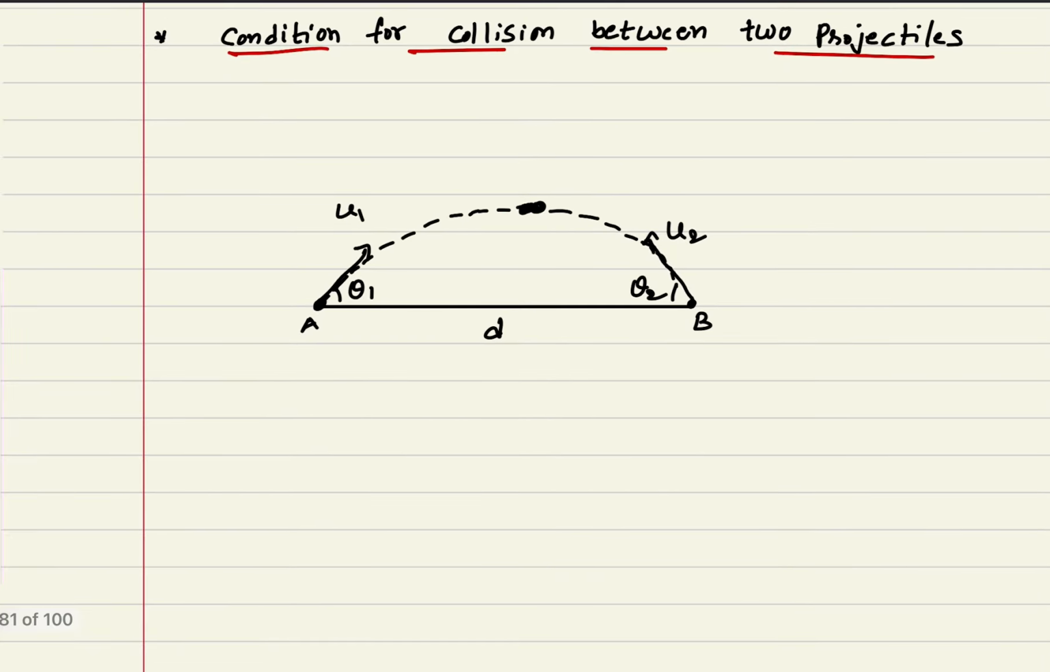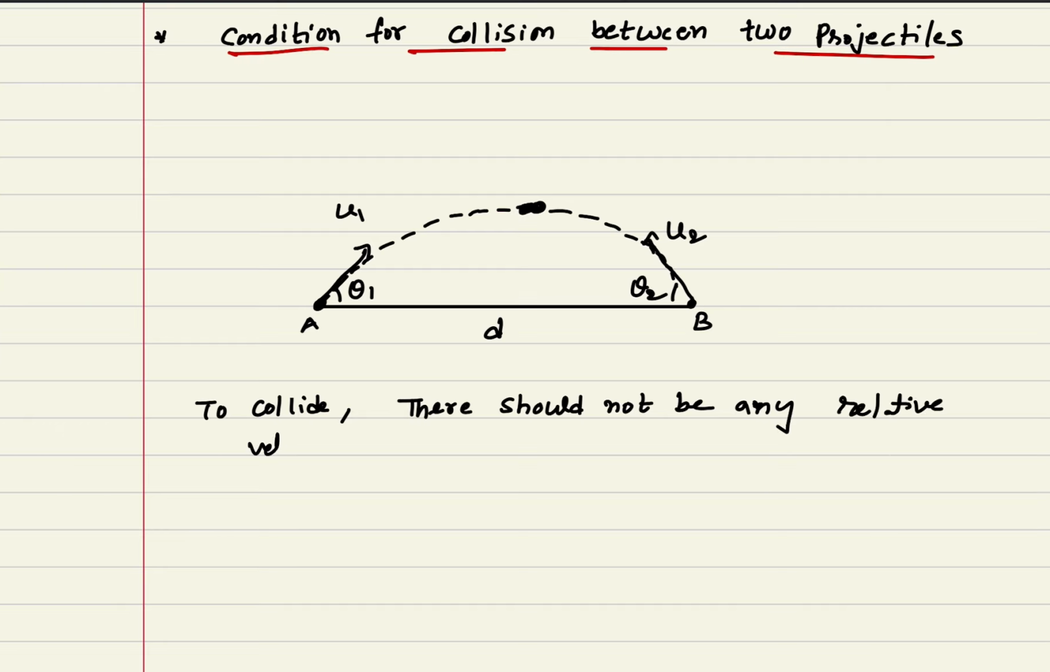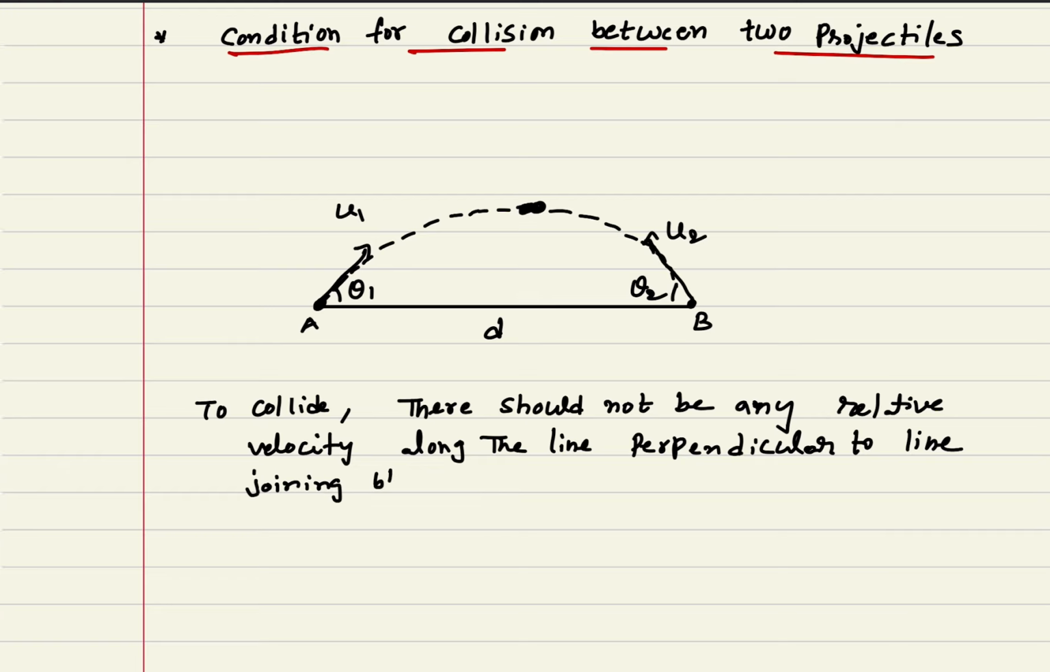Now what should be the condition to collide? The condition is: to collide, there should not be any relative velocity along the line perpendicular to the line joining the initial positions of the two projectiles.